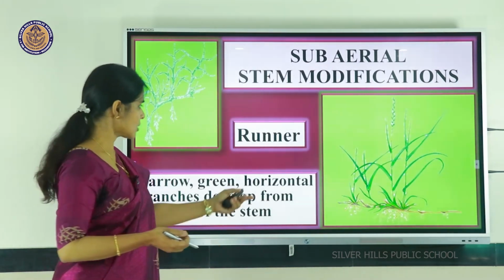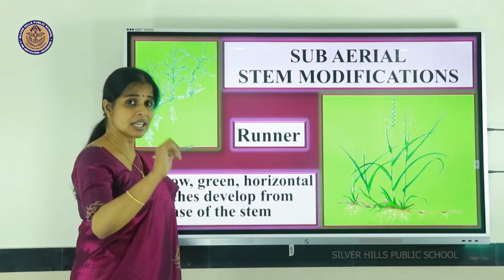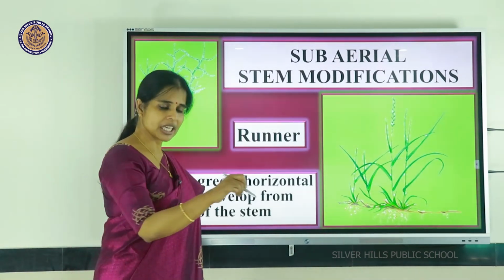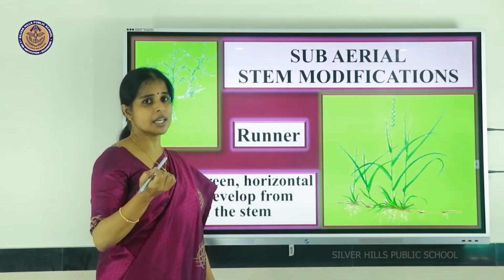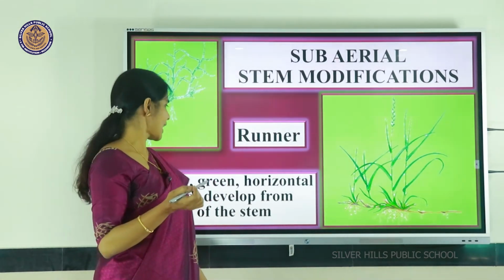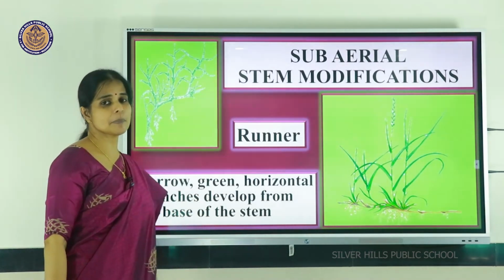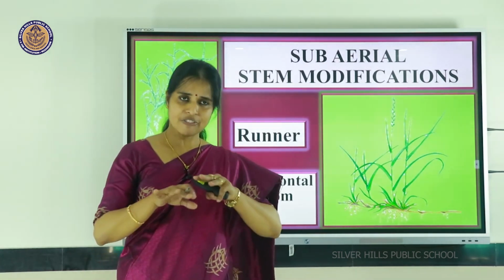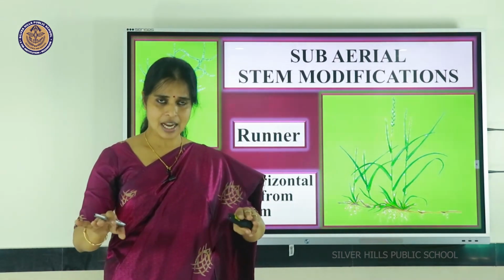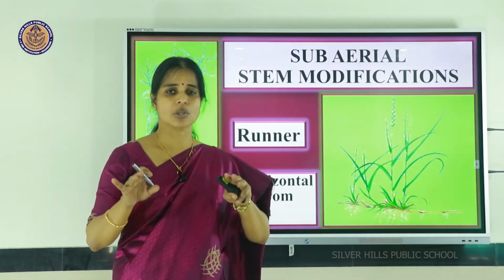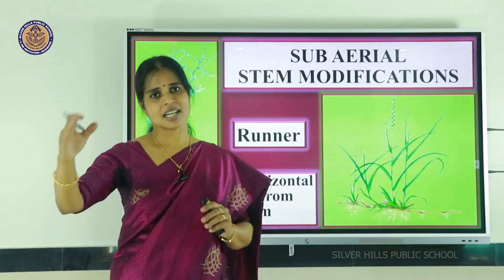So a new plantlet could be raised from the base of the stem, but this plant is growing in a running manner, in a horizontal way, continuously, and in between it is also growing vertically as a plantlet. So when narrow green horizontal branches are formed, and the stem is growing on the ground level itself, it is known as a runner, or it is running continuously.